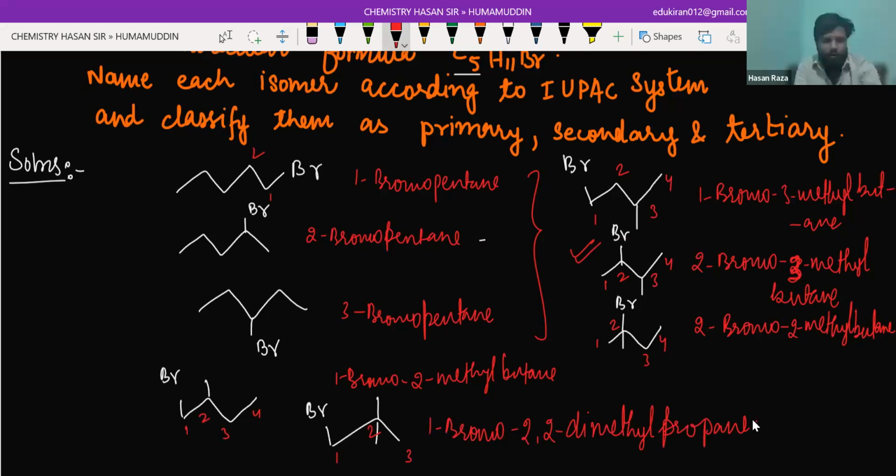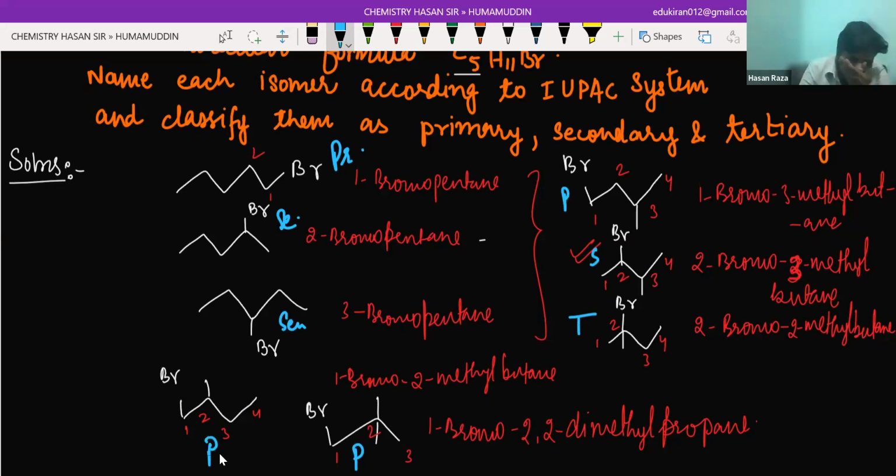Isomers are very easy. Same molecular formula, different structural form. So C5H11Br has this many, 8 structural isomers. And for the degree of halogen, this is your primary, this is your secondary, this is also your secondary, this is your primary, this is your secondary, this is your tertiary, this is primary, this is also primary. Yes or no? Yes. Just let me know when you are done with this. Please do write it.